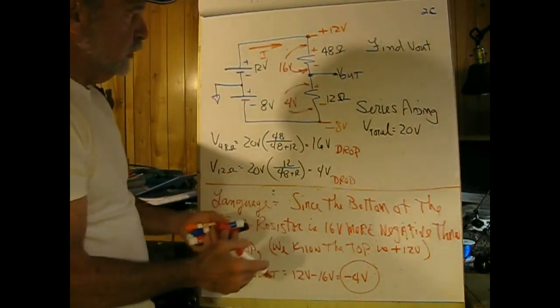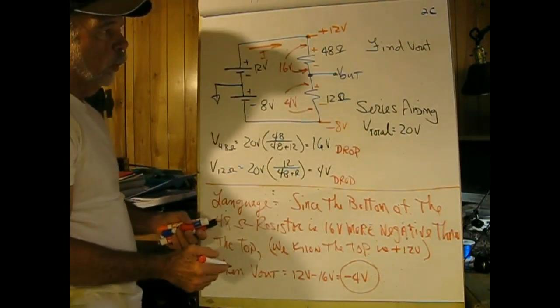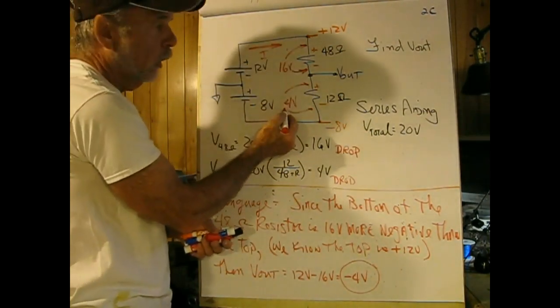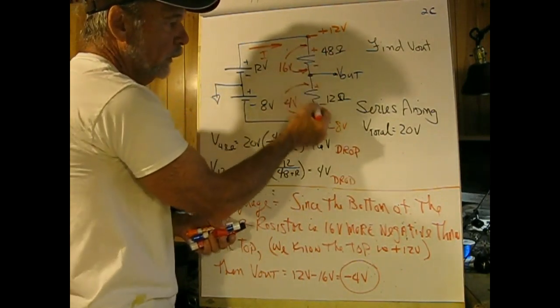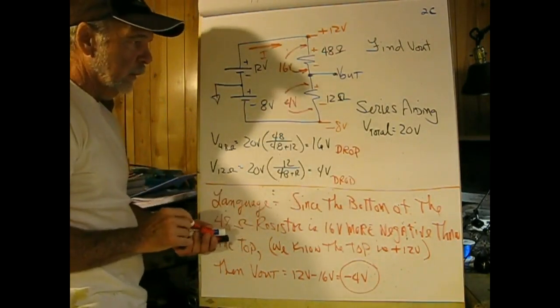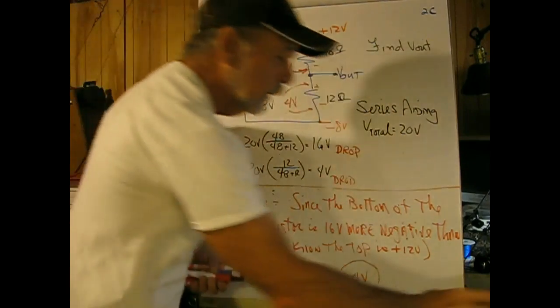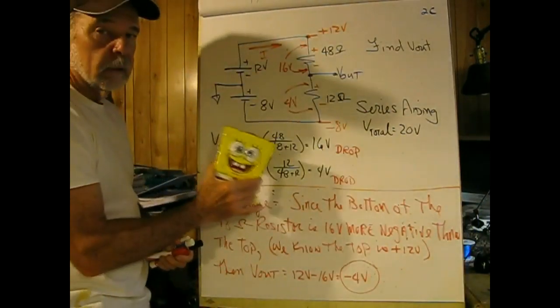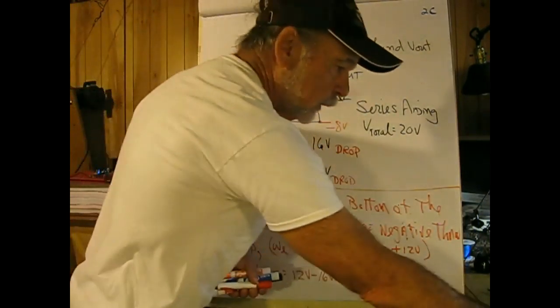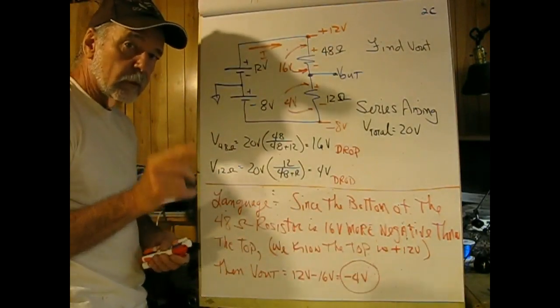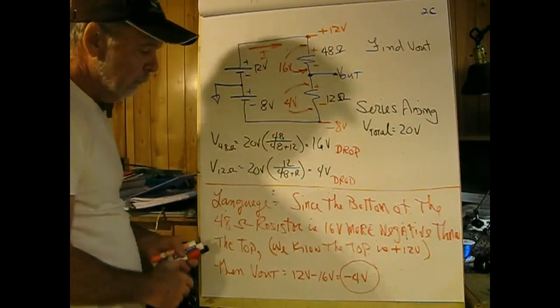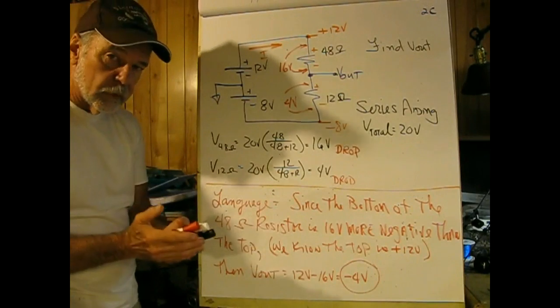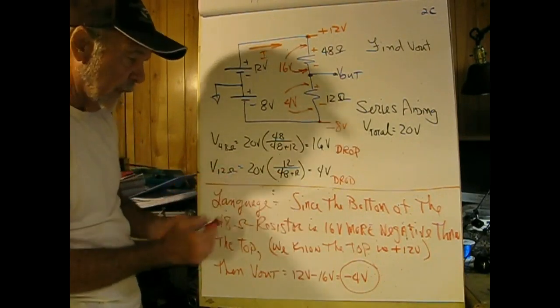So the language that you need to use in here, and what's super important, is that you show your current flow and show your polarities. Always a good idea. And it's such a good idea that even SpongeBob agrees with it. He says, always do that. You're less likely to make a mistake. So the language you want to use is the key to solving this guy.